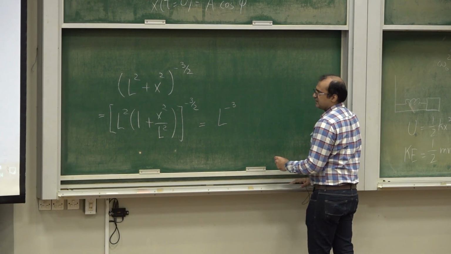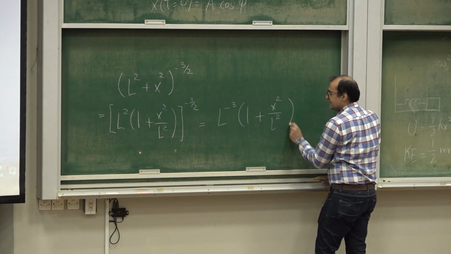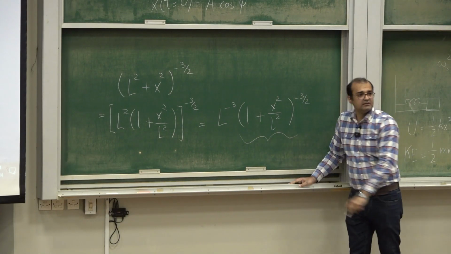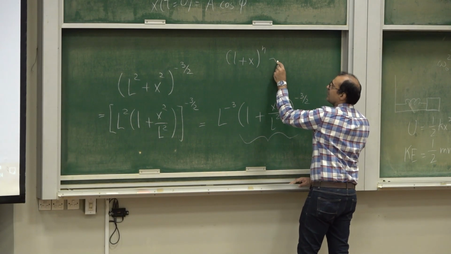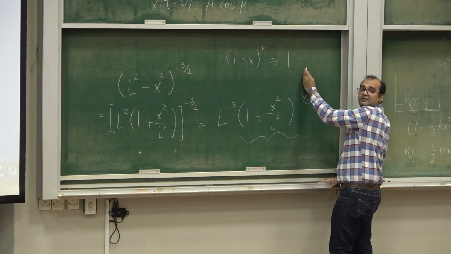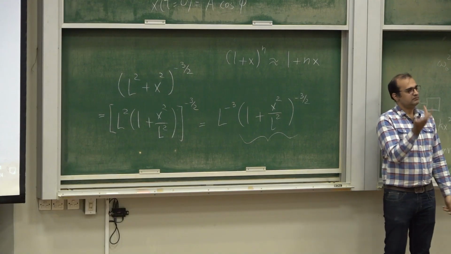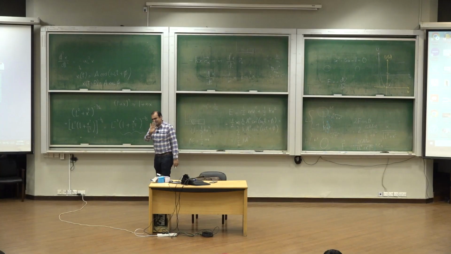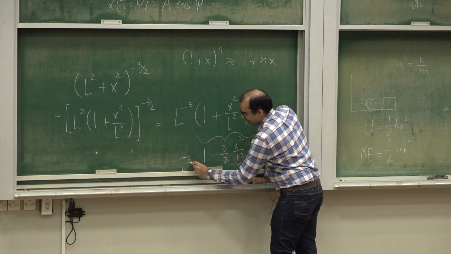And you have L raised to power -3 and then you have 1 plus x square over L square raised to power -3/2. और ये किसके बराबर है approximately? याद आया 1 plus x raised to power whole raised to power n when x is small is approximately equal to 1 plus nx. Okay, so this is approximately equal to 1 minus 3/2 x square over L square. और फिर आपका 1 over L cube है.